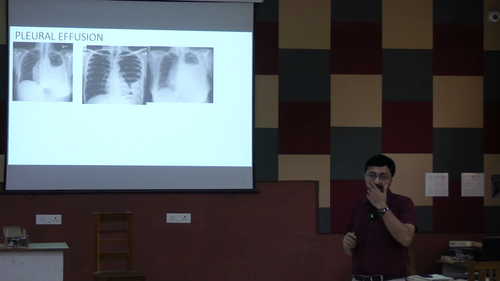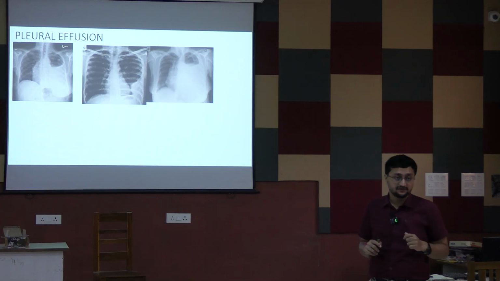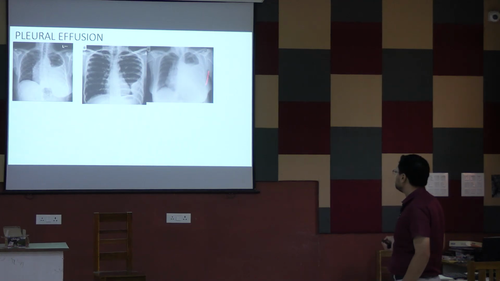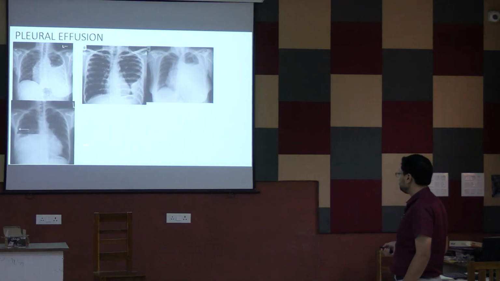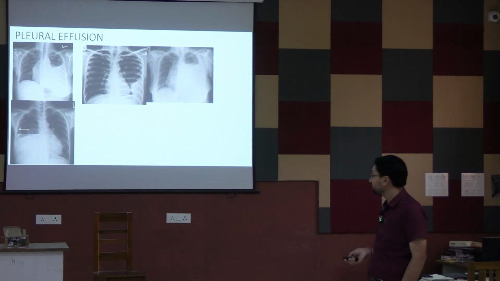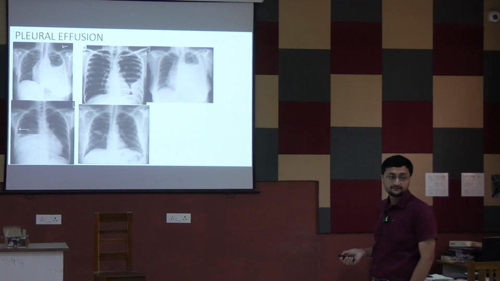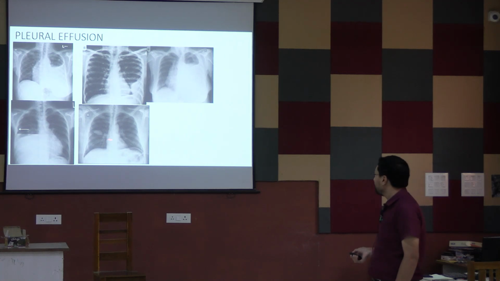So if the effusion shadow reaches up to the second intercostal space, that means this is a massive pleural effusion, right? And the trachea is deviated. So this is a case of massive pleural effusion. And this is definitely, I have already mentioned, a hydropneumothorax. And this is a fissure, horizontal fissure.